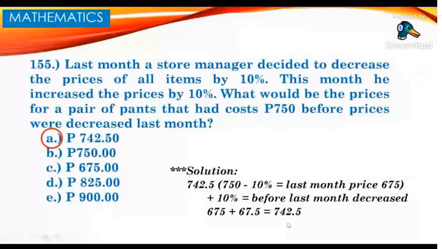Ito po yung bagong price, that is 742.5 compared to yung 750. So ibig sabihin nagkaroon po siya ng deficit. Kasi from 750 naging 742.5. Kasi yung principal amount na pinagbasihan natin dito sa decrease is 750. Pero yung pinagbasihan natin sa increase na 10% is mas mababa, which is 675. So the new price would be 742.50.